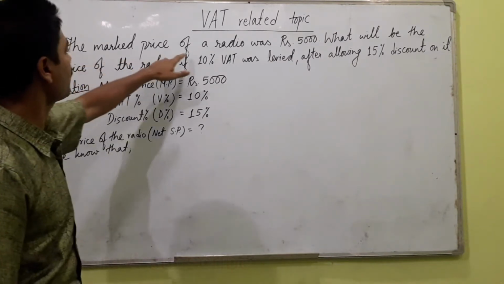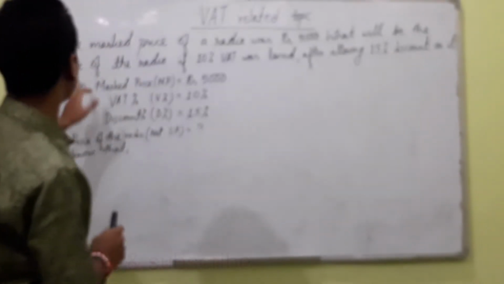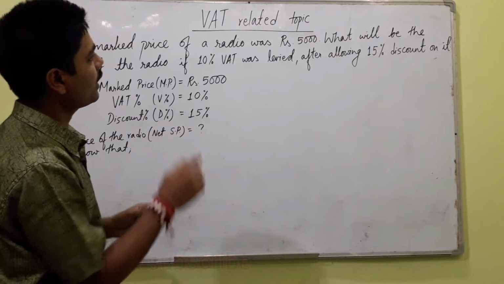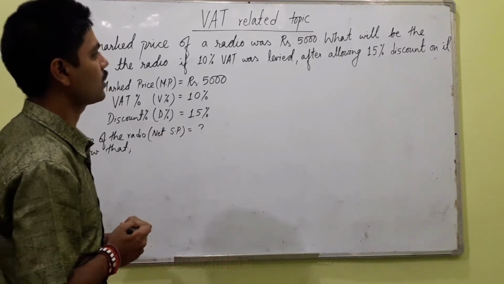The mark price of a radio was 5,000. What will be the price of the radio if 10% VAT was levied after allowing 15% discount on it?